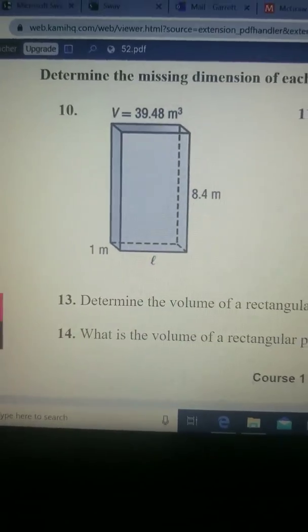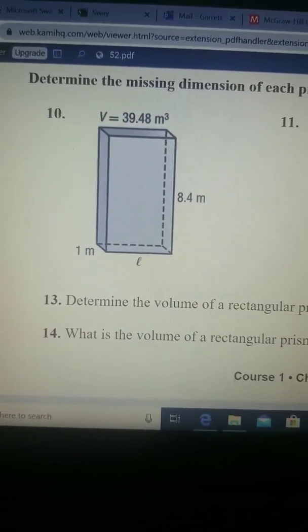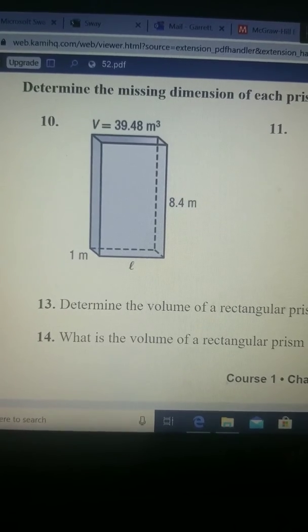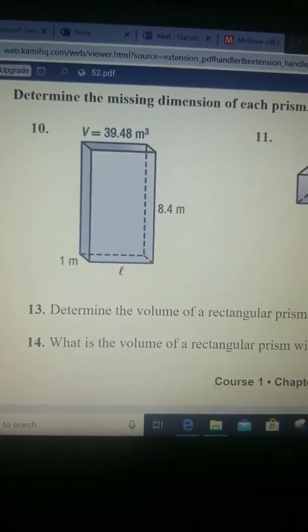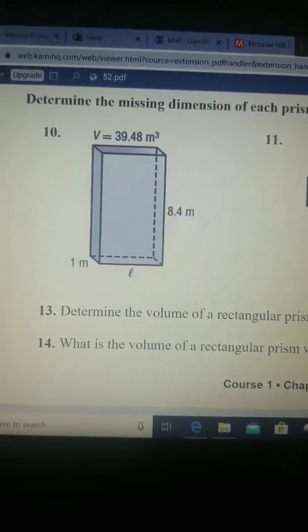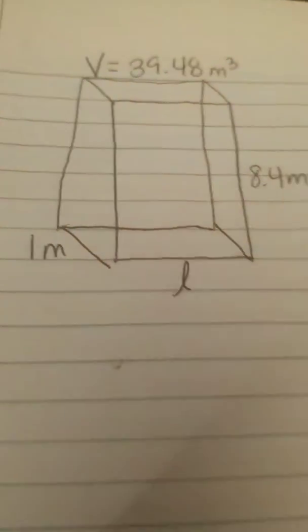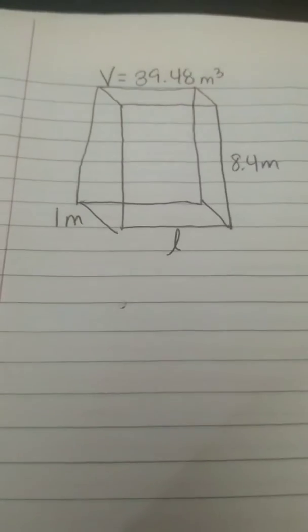Okay, so what do you do if you have to determine the missing dimension of one of the prisms when it's giving you the volume? All you have to do is take all your information, plug it into your formula, and work backwards. What I mean by that is, I drew the figure here a little bit. It's a little bit crazy, but it's still the figure.